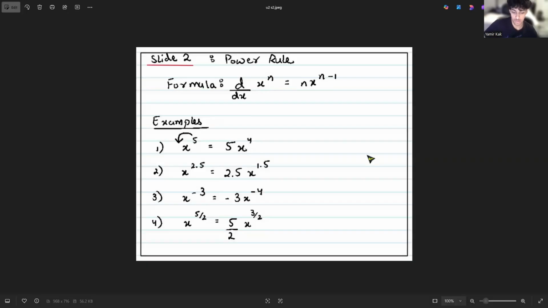Now, what if our exponent is a decimal? When we have x to the power of 2.5, the rule still works. When we have d over dx of x to the power of 2.5, it would just equal 2.5x to the power of 2.5 minus 1, which would become 2.5x to the power of 1.5, right?